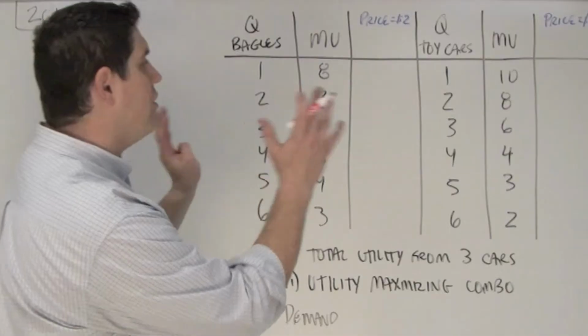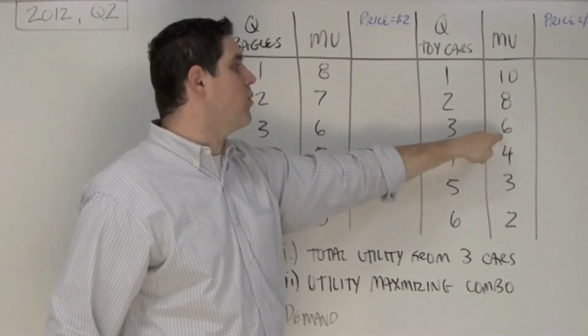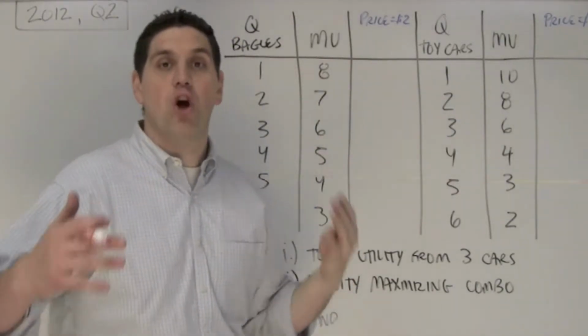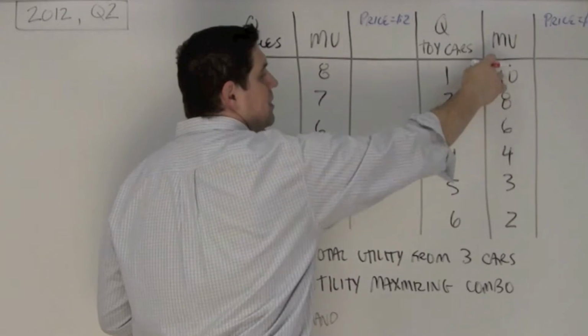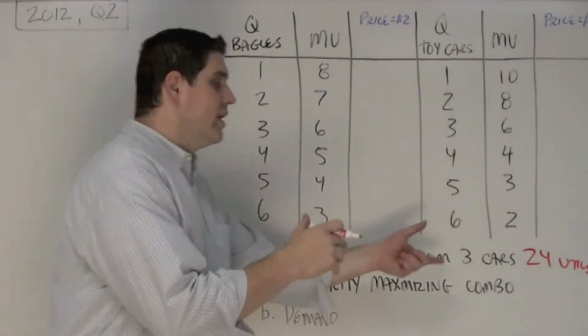Now to figure that out, you've got to understand the actual chart. 3 toy cars, the marginal utility of the third one is 6, the marginal utility of the second one is 8 and 10. If you add all that up, you're going to get the total utility. So 6 plus 8 plus 10 gives you a grand total of 24 utils, or units of satisfaction.